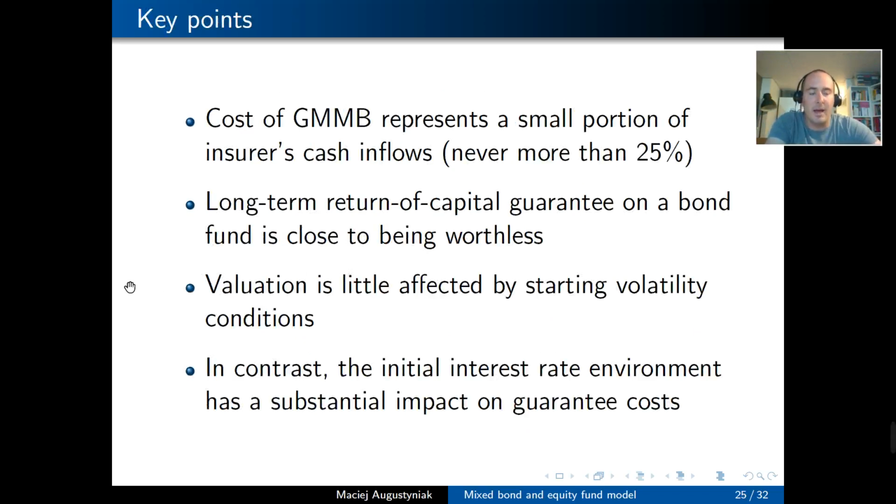Because we have limited time, we won't present exhaustively the results of the evaluation, but here are key points that stem from our analysis. First, we saw that the cost of the guarantee represented a very small portion of insurers' cash inflows. The inflows to the insurer are the fees charged to the policyholder for the guarantee, and we saw that the cost of guarantee, which is the present value of the benefits provided by the guarantee, was never more than 25% of the present value of inflows. So these seem to indicate that these policies would be very profitable for the insurer.